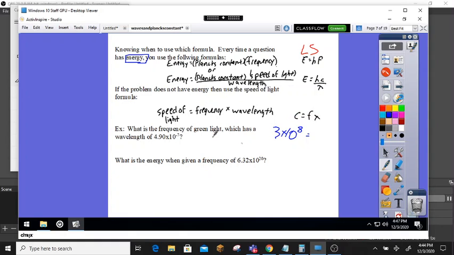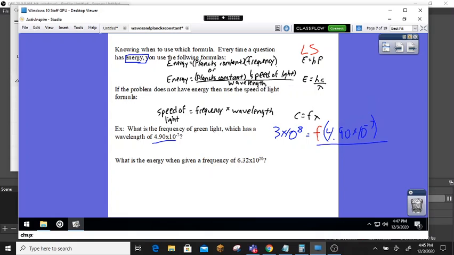Okay. So here, since I already wrote this, it's the speed of light. They're giving me wavelength, which is this one. So we're looking for frequency. And the wavelength is 4.90 times 10 to the -7. That's all together, so we're going to put that in parentheses. So 4.90 times 10 to the -7.